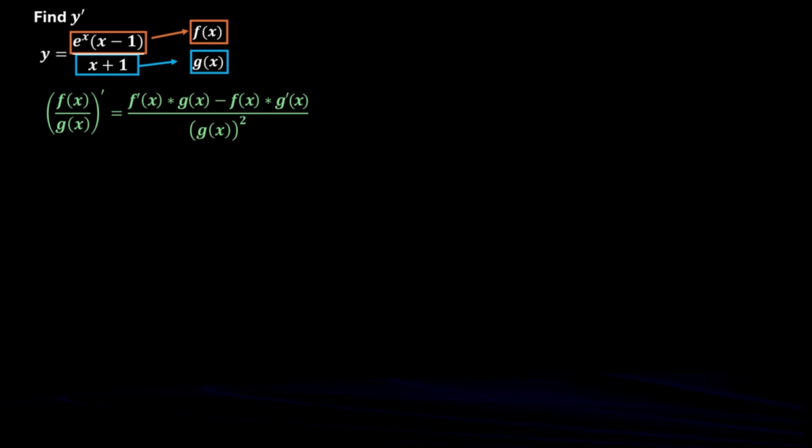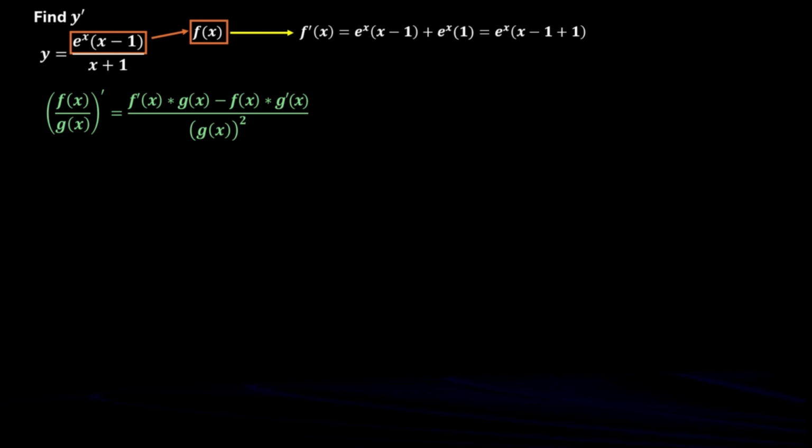Since we know we need to find the derivative of f of x, let's make this problem a bit cleaner by first writing out the derivative of f of x. So we will use the product rule. Thus the derivative of f of x is equal to the derivative of e to the x, multiplied by x minus 1, plus e to the x multiplied by the derivative of x minus 1, which simplifies into e to the power of x multiplied by x minus 1 plus 1, or just e to the power of x multiplied by x.